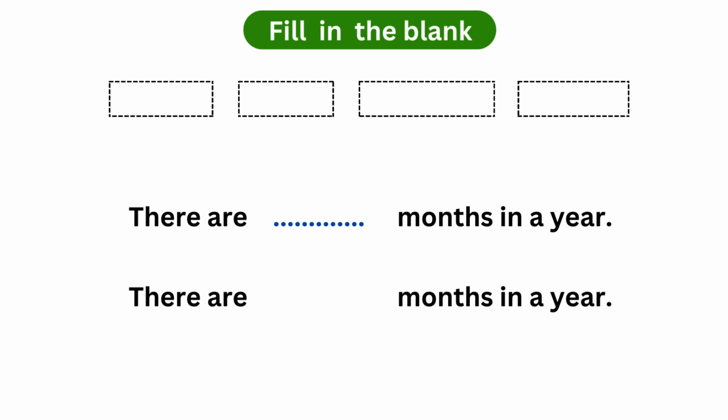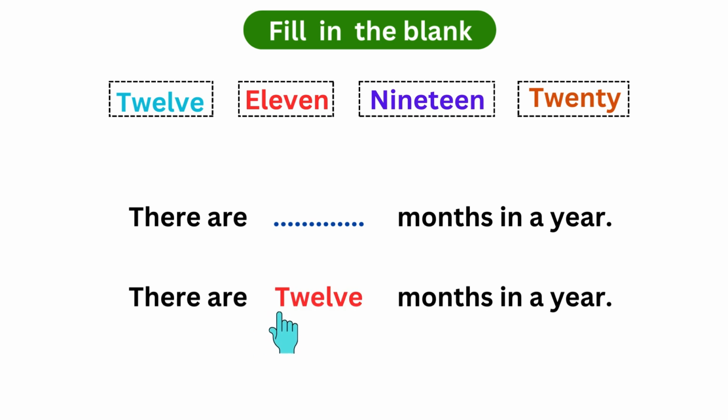Here's the 11th fill in the blank question for you. There are dash months in a year. Your options are 12, 11, 19 or 20. The correct answer is there are 12 months in a year.